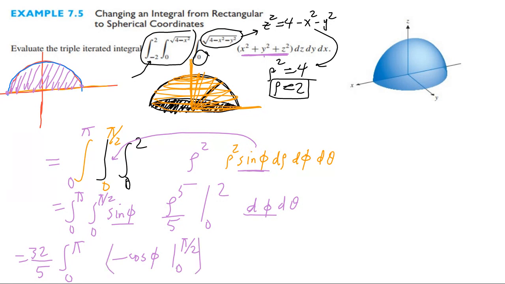If you replace phi with pi over 2, 0, minus 1, yes, it is 1. So the final answer is 32 pi over 5.